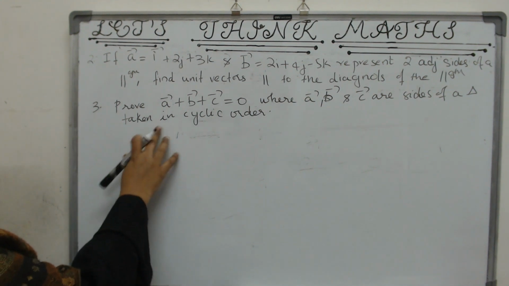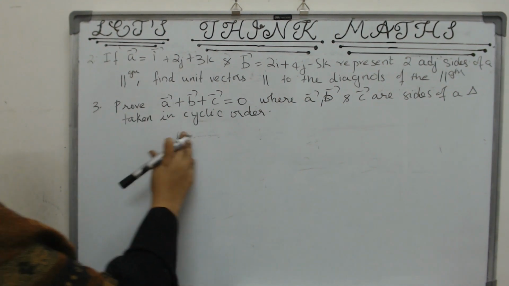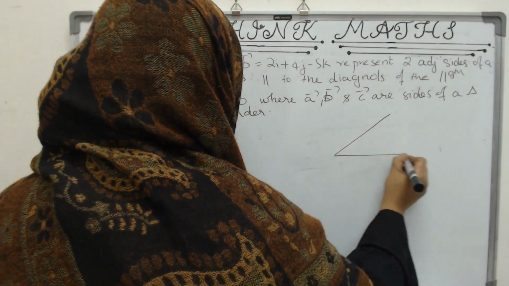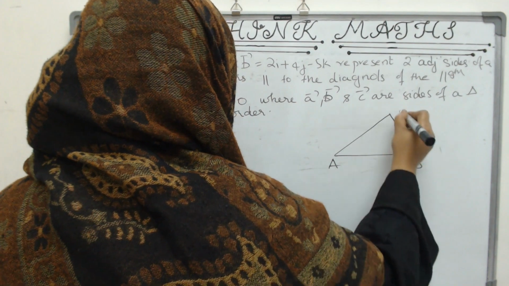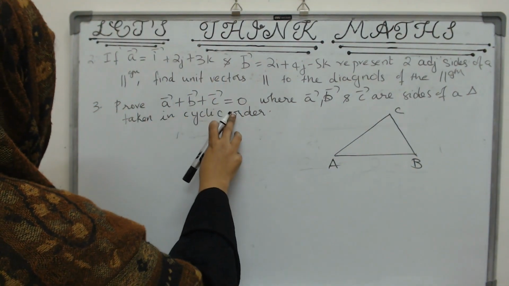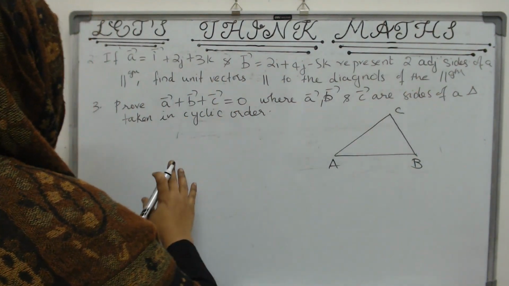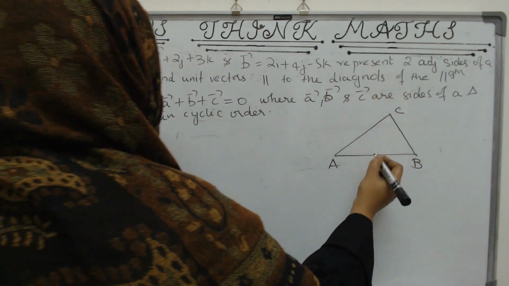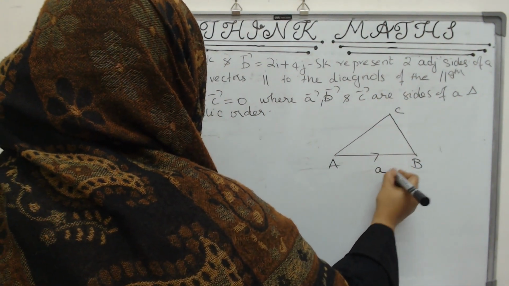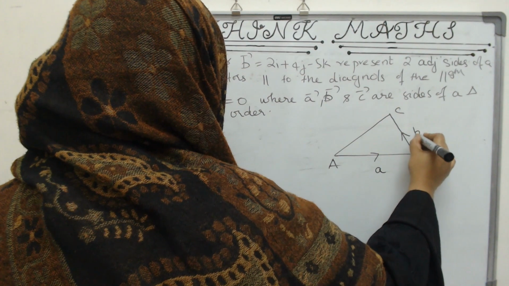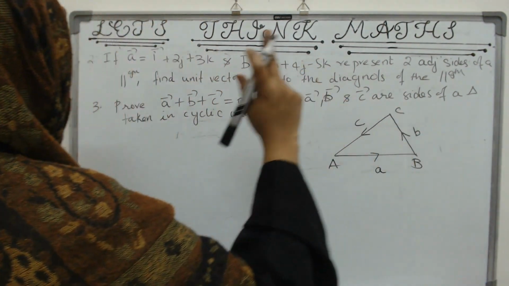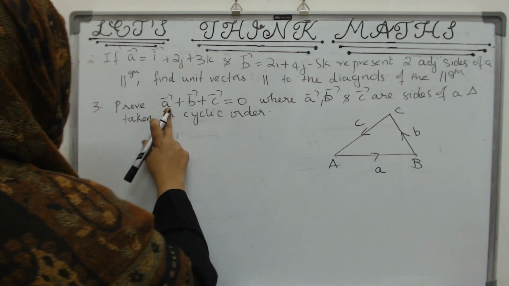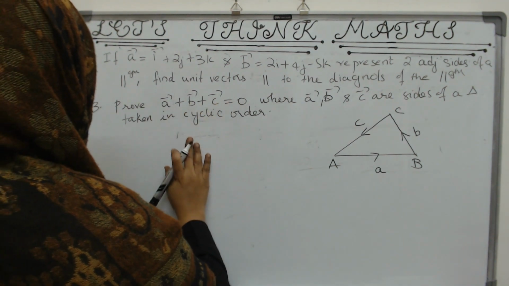What is the triangle law? What is the question about the triangle law? You have a triangle, and A, B, C are the sides of the triangle taken in the cyclic order. That means this is A, this is B and this is C, taken in the cyclic order, and we have to prove that A plus B plus C is equal to 0.